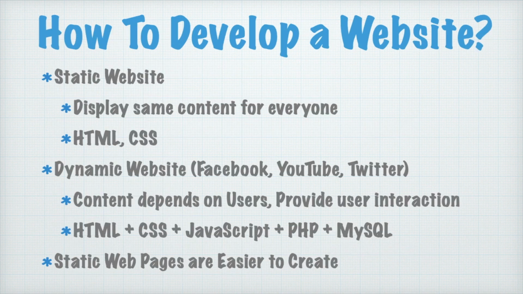So how to develop a website? When we are talking about developing a website, there are two kinds of pages: static pages and dynamic pages. Static pages display the same content for everyone, and they can be developed using HTML and CSS. But most websites are not static, like Facebook or YouTube or Twitter. They are all dynamic websites and keep changing the content depending on the user or depending on the time, right?